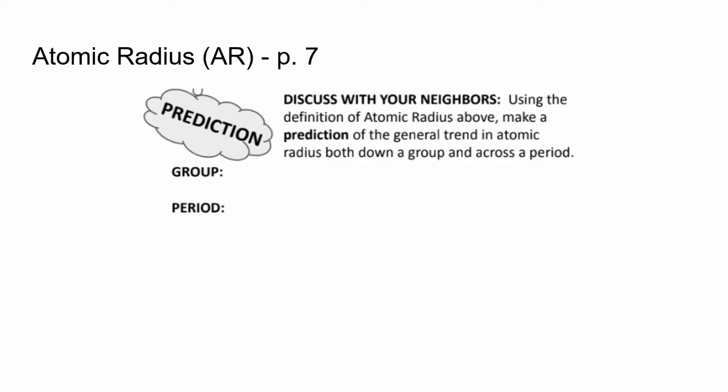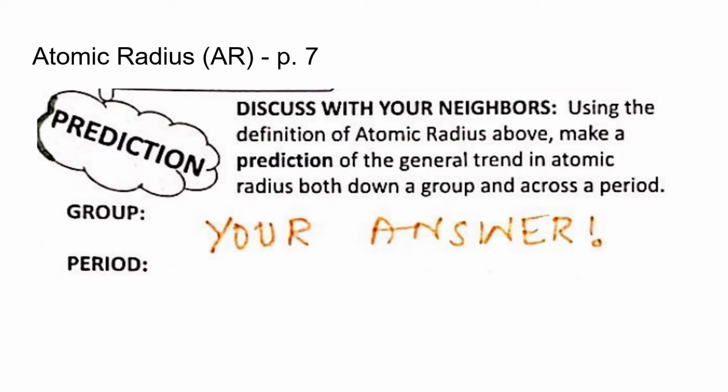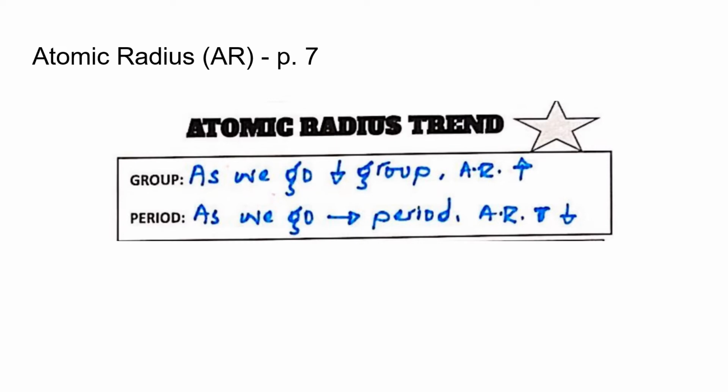Now pause the video again and take a few moments to think about it. You definitely don't have a neighbor to talk to, but just think about what trend you think you will observe as we go down the group from top to bottom and across the period from left to right in the periodic table. Whatever your answer is, that would be your prediction. And here's the actual trend for atomic radius. As we go down the group in the periodic table, atomic radius generally increases, and as we go across the period from left to right, atomic radius decreases.